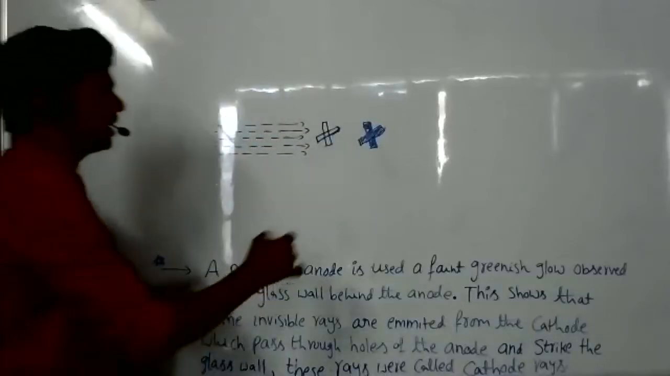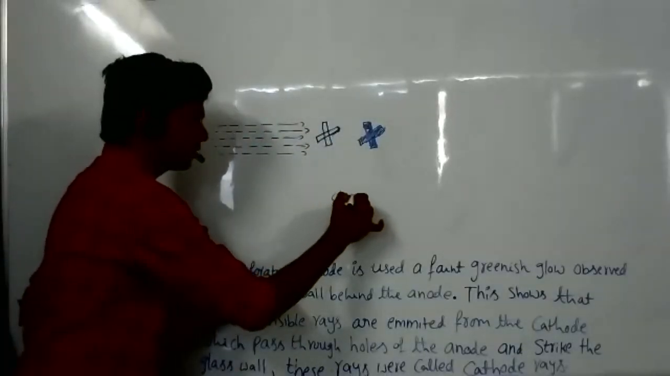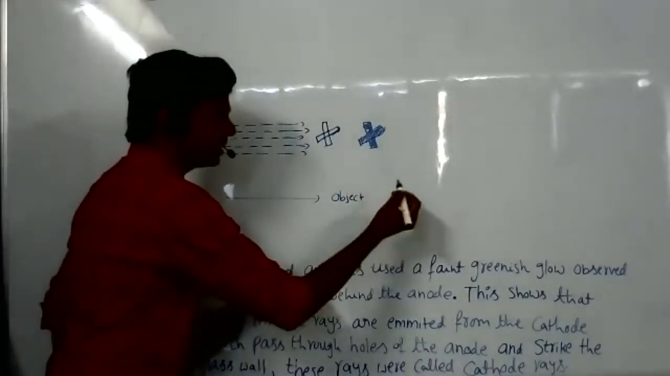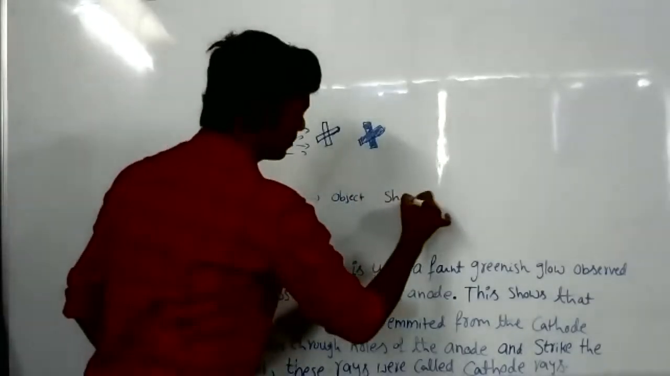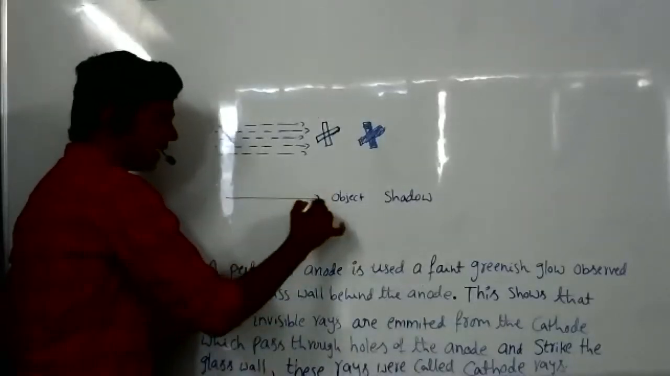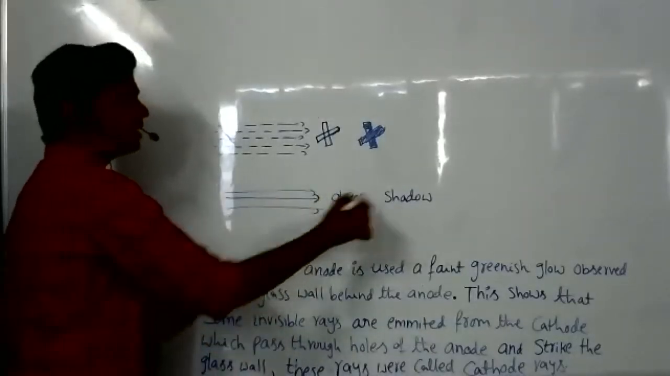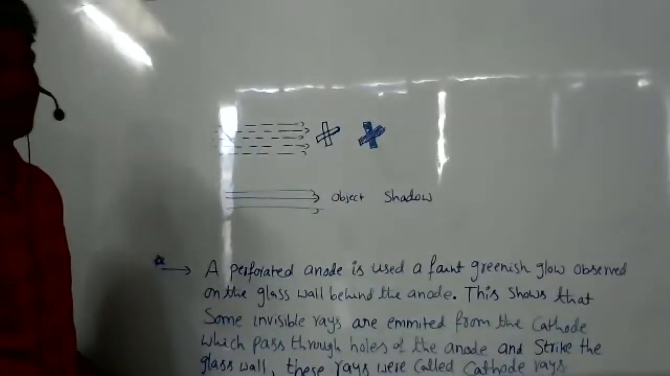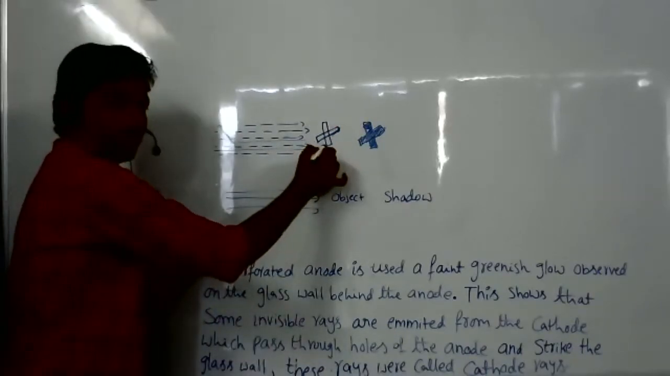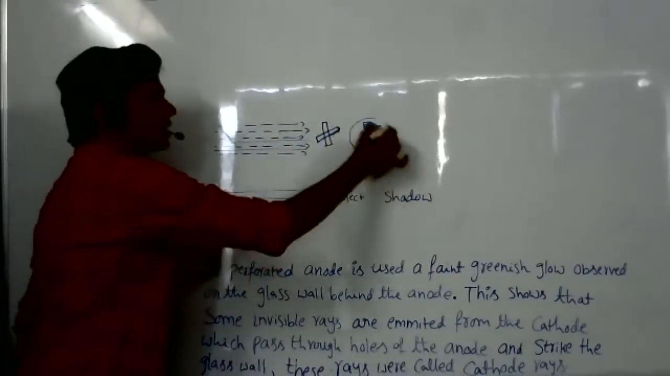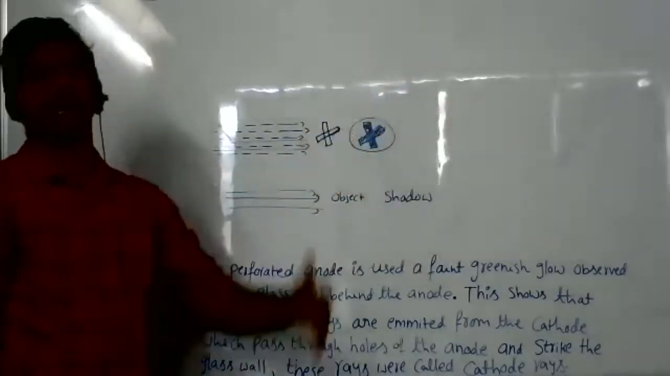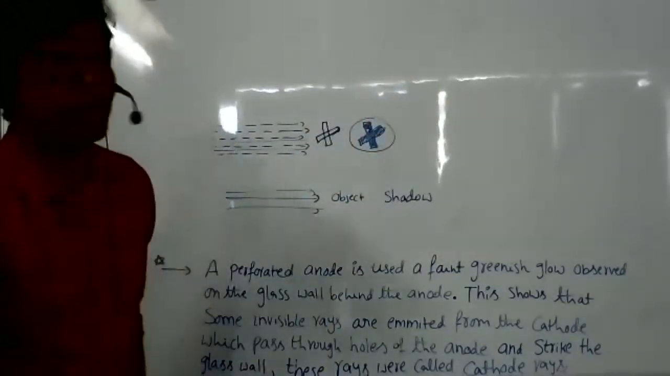See, suppose here there is any object. When light rays are passed, it forms its image, right? We call it a shadow. Your shadow is forming. This means light rays travel in a straight line. That's why a sharp shadow is obtained. In the same way, when cathode rays are allowed to pass on a solid material, they form a sharp shadow. This indicates cathode rays also travel in a straight line. Fine. Next point.